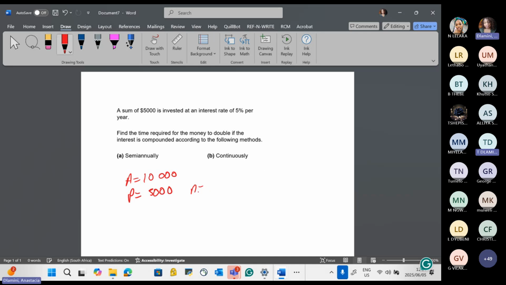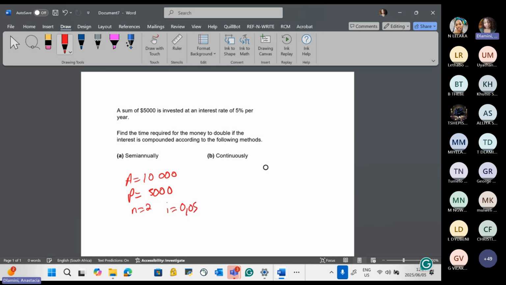Okay. So for A, our N is what? You are saying it's 2. Yes. And then the I is unknown. That's what we're looking for. It's 5%. So I is equal to 5%, which is 0.05.